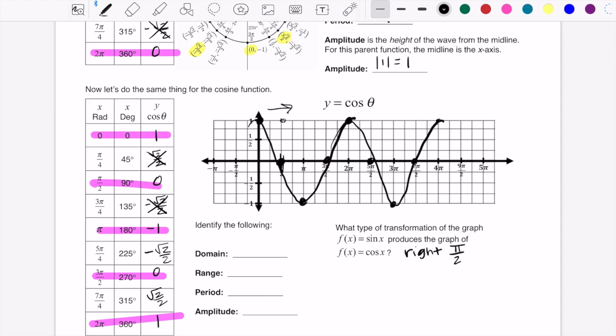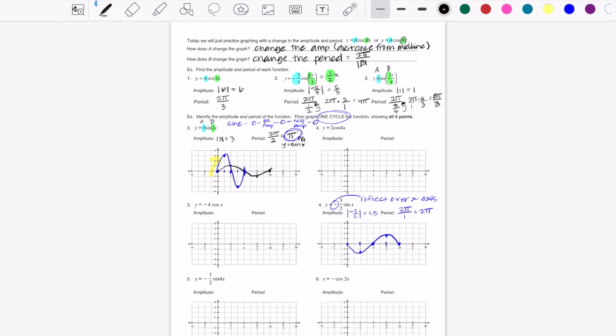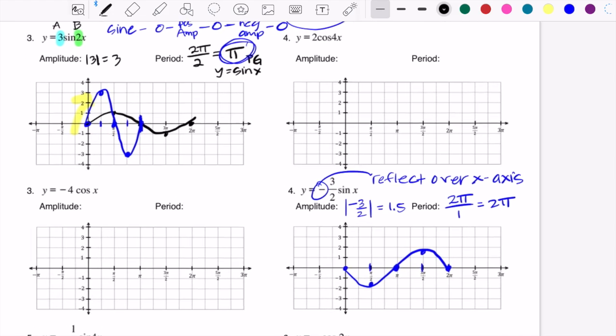Okay, domain, same as the other one, x such that x is an element of the reals, or all real numbers. Range, same thing as before. Negative 1 is less than or equal to y, which is less than or equal to 1. Period is 2 pi. And on our basic parent graph, the amplitude is 1. So when we go on to the next side, the thing that you just have to remember is where's my starting point? And for sine, it's the origin. And for cosine, it's the amplitude.